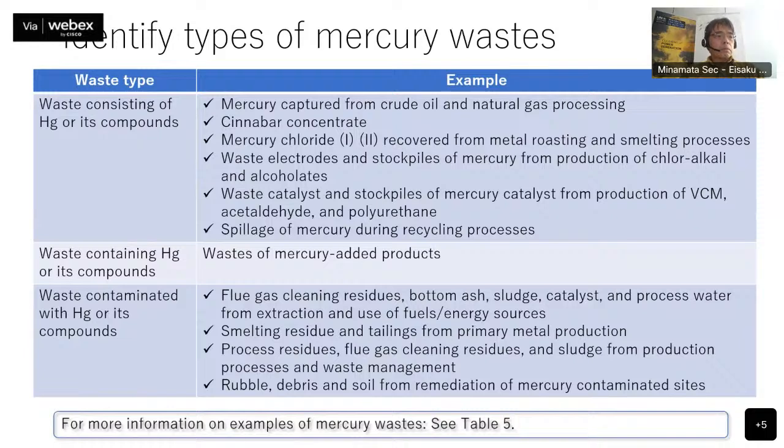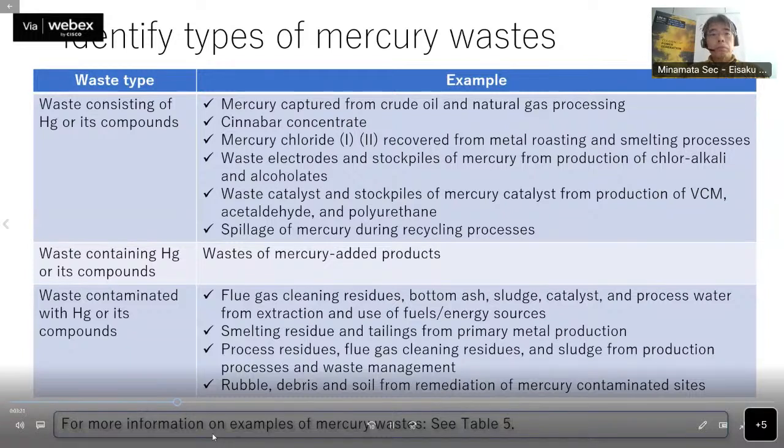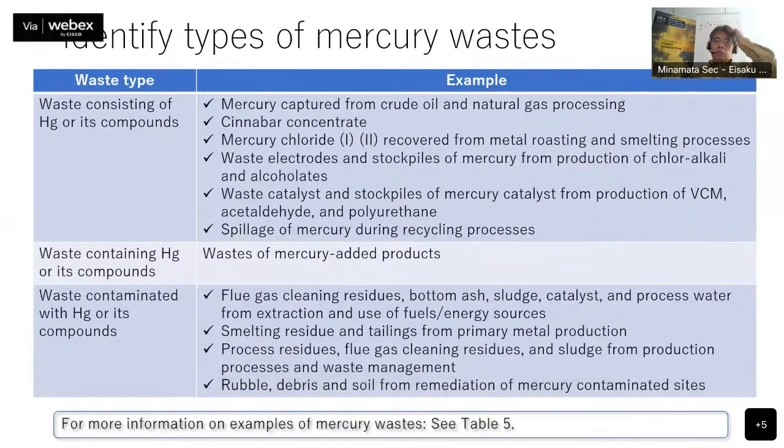You may be aware of three categories of mercury waste. One is waste consisting of mercury or mercury compounds, such as mercury captured from crude oil and natural gas processing. Another is waste containing mercury or mercury compounds, which are wastes of mercury added products. The other is waste contaminated with mercury or mercury compounds, such as flue gas cleaning residues. Table 5 in the TG is a long list of mercury waste sources and examples. Once you go through Table 5, you will have a good picture of what mercury wastes are.